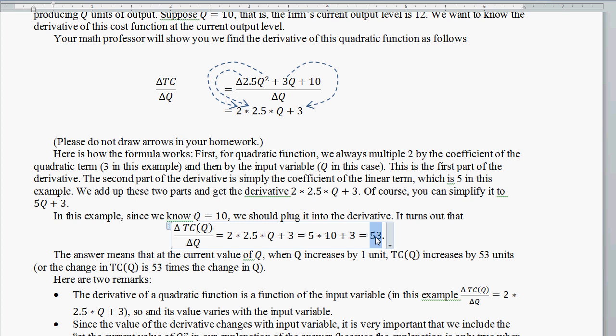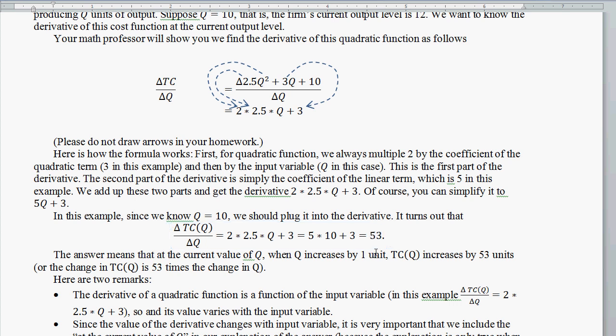So now we want to know what this number means. In this class, many times I'm going to ask you to explain what the answer means. We don't just want to do calculations. That's what we do in a math class. In this class, we want to know what we are doing. What does the number 53 mean?